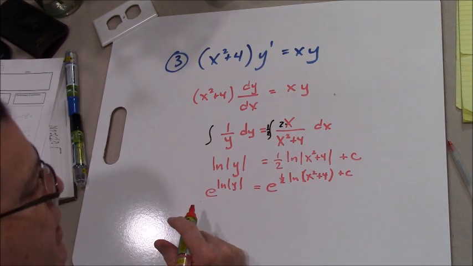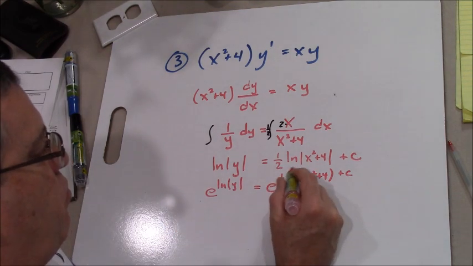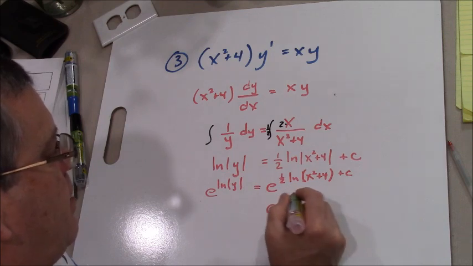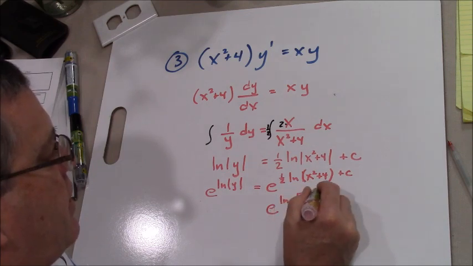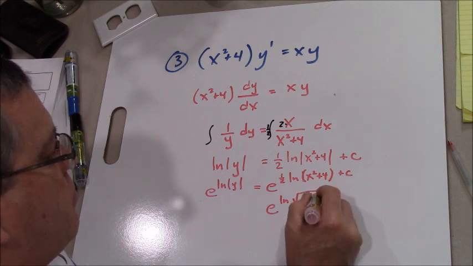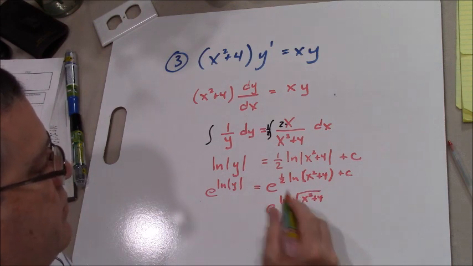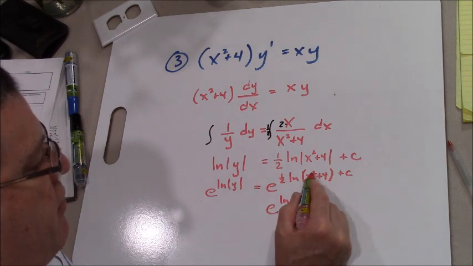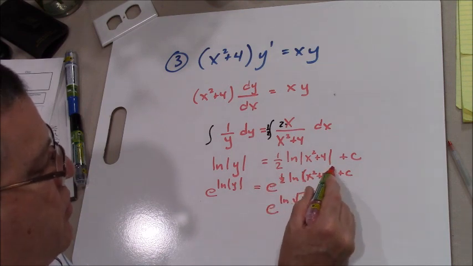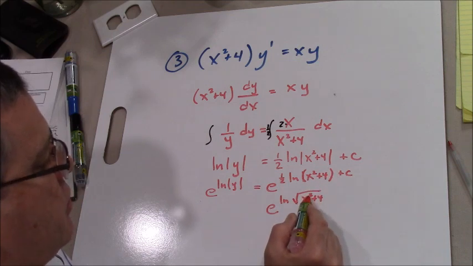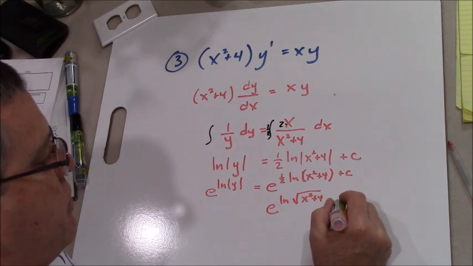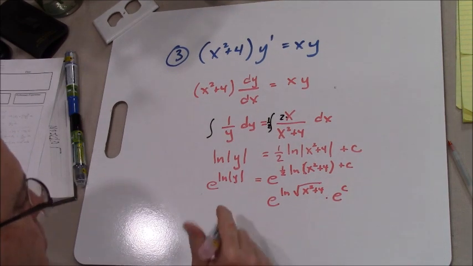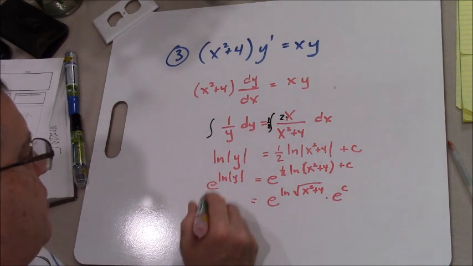So I think what I would do next is bring this 1/2 up here, so I've got e to the natural log of the square root of x squared plus 4, right? I've got a log, so I can bring this back up and call it the exponent, so I've got x squared plus 4 to the 1/2, which is a square root, times e to the c. And so over here this will just become y.